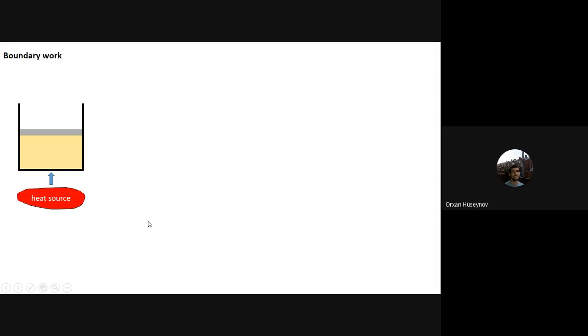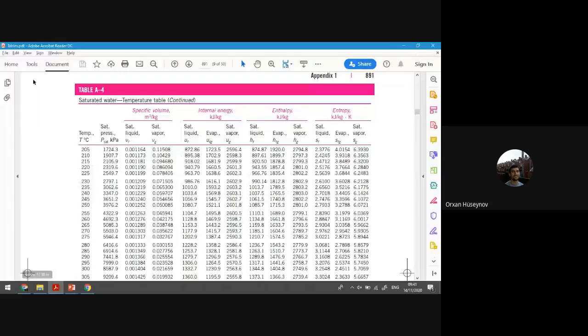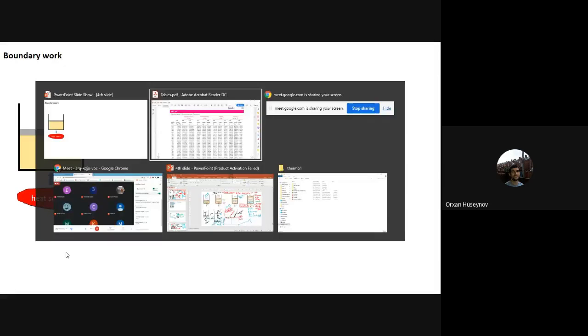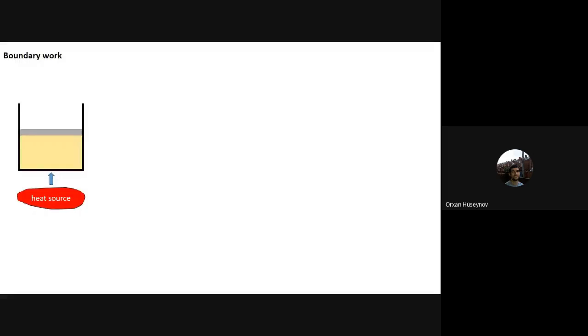Okay, so I'm moving on to the next example. The next part of our lecture will be the boundary work. If you have questions till now, you can ask. Otherwise, I'm moving on to the new lecture, which is the boundary work.